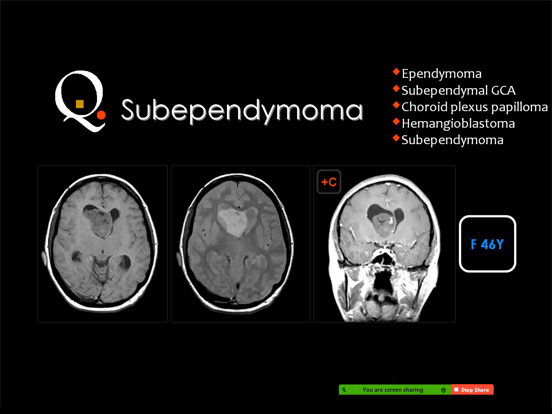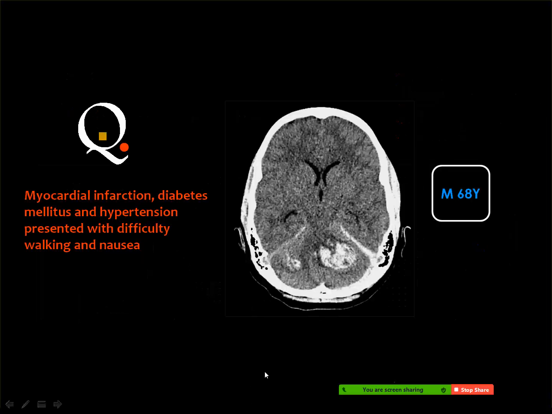Subependymoma. Very good, and this is subependymoma because of the absence of enhancement. It's an intraventricular lesion that is exactly similar to the ependymoma, except that in about 60% of the tumors, they do not show enhancement.